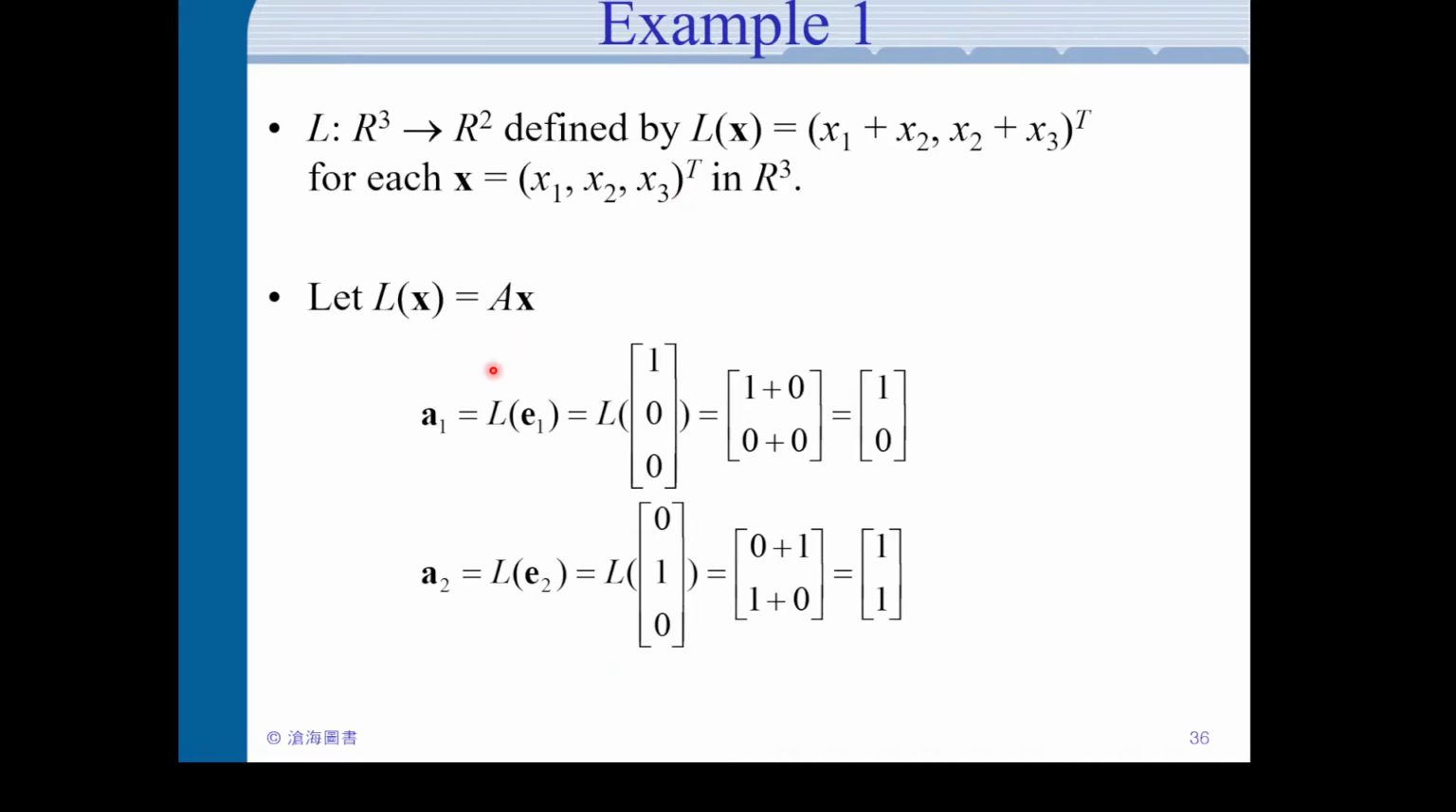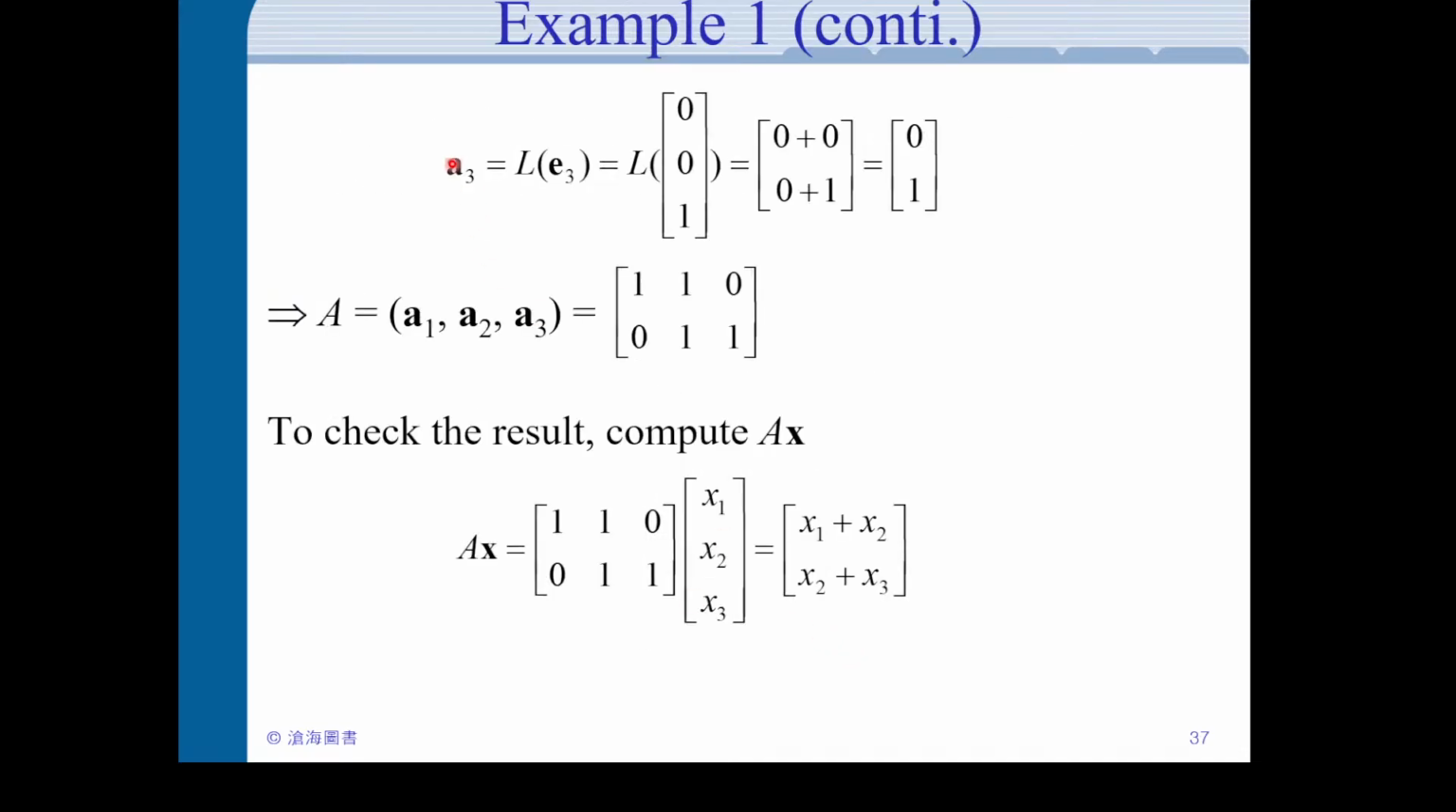We see A1, which is L of E1, is (1,0): you have 1 plus 0 and 0 plus 0 here. You map E2, then you see 0 plus 1 and 1 plus 0, so it's (1,1). And you map E3, which is 0 plus 0 and 0 plus 1, so it's (0,1). So we have A1, A2, A3 here, and the matrix is [1 1 0; 0 1 1]. This is the same as our spoiler. You can compute Ax, and you see that it's exactly x1 plus x2 and x2 plus x3.